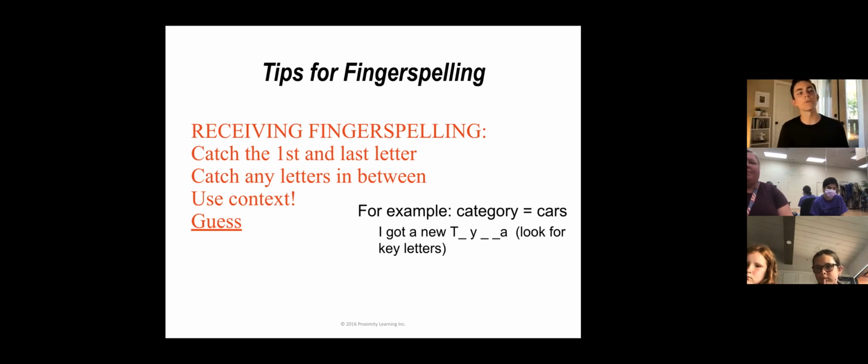So take a look at the example here. If we know that I'm talking about cars, and I'm saying, I got a new, and I signed, that was kind of fast, right? But you saw a T, a Y, and an A. Can anyone unmute and tell me, what do you think might be the answer there? I got a new, you got a T, a Y, and an A. And we're talking about cars. Yes, Gwen, you can unmute and tell me. Toyota. There you go, right? So you only need the T, the Y, and the A. All right.